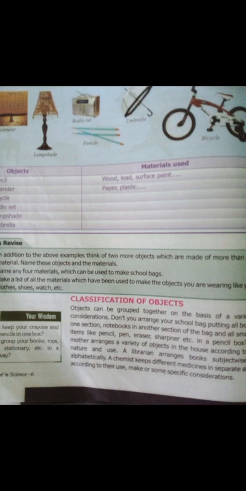Classification is very important, students. Why? Because it makes the study systematic and helps in easy location and easy study. We'll try to identify how such grouping is done, because it helps in sorting out the objects. It makes it easy to locate any object quickly.